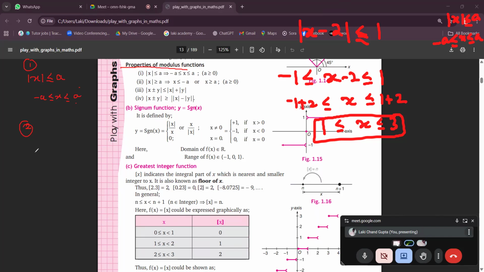Okay, I'm done. Now see the second property. If mod x is greater than or equal to a, then you can write what? Mod x will be greater than a or x will be less than minus a. This is very important. Some students get confused in the second property. So I will explain with an example.